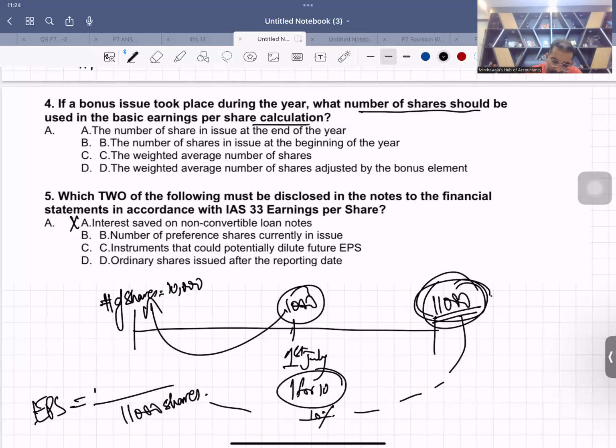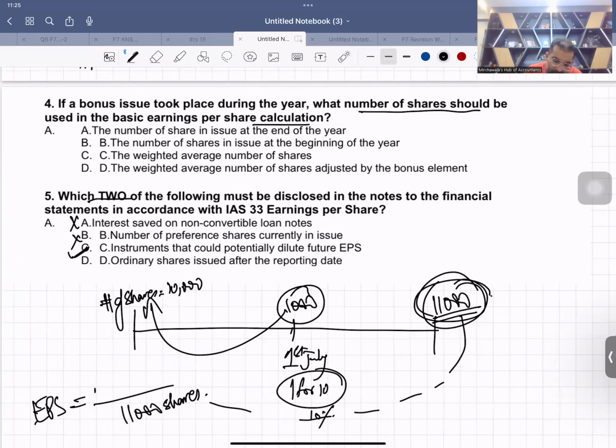Now B, number of preference shares currently in issue. No, there is no such requirement. You have to cross 2 and we have to take 2. Instruments that could be potentially dilutive. Yes, for diluted EPS, we need to show the shareholders these are potential contracts. These contracts are potential contracts you need to disclose.